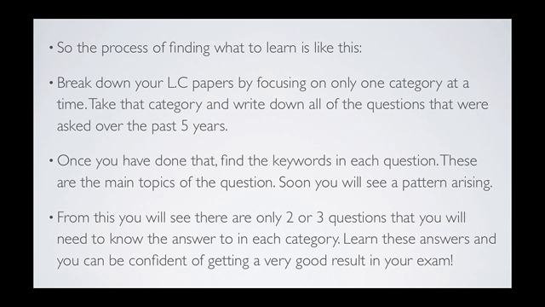Now, let's just run through the process again of how to find what you actually need to learn for your exams. It works like this. Firstly, you're going to have to break down your Leaving Cert papers by focusing on only one category at a time. You're going to take that category and write down all of the questions that were asked over the past 4 or even 5 years. Once you've done that, find the keywords in each question, and these are the main topics of the question.